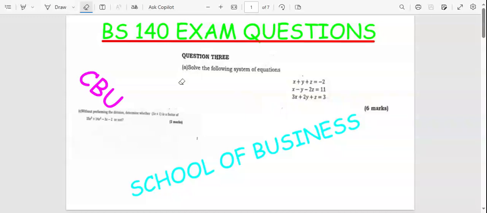So we'll be very fast and we'll solve these questions that are picked from one of the test one question past papers. All right, so this is BS 140 and it covers a lot of programs under scope business. So without wasting our time, shall we start?